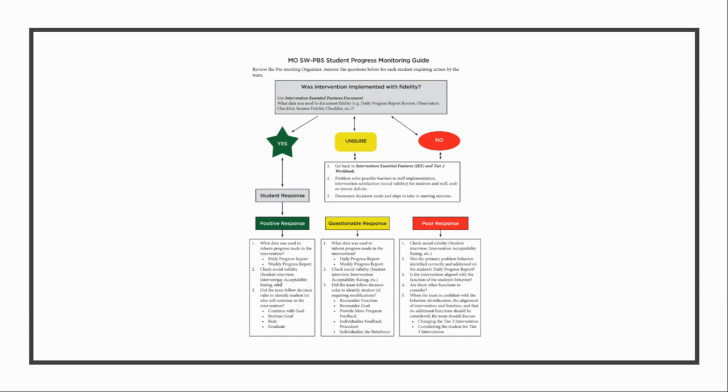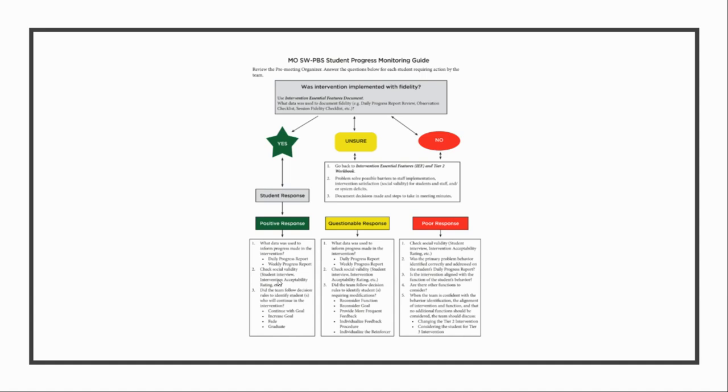Then if the team is unsure if the intervention was implemented with fidelity, they're going to go back and reassess that intervention implementation. They're going to problem solve to see if there are any problems with the staff implementing it. And as well, they're going to document decisions made and steps used to take and observe these interventions in their meetings. So that's if the answer is unsure, they cannot say, or if the answer is no.